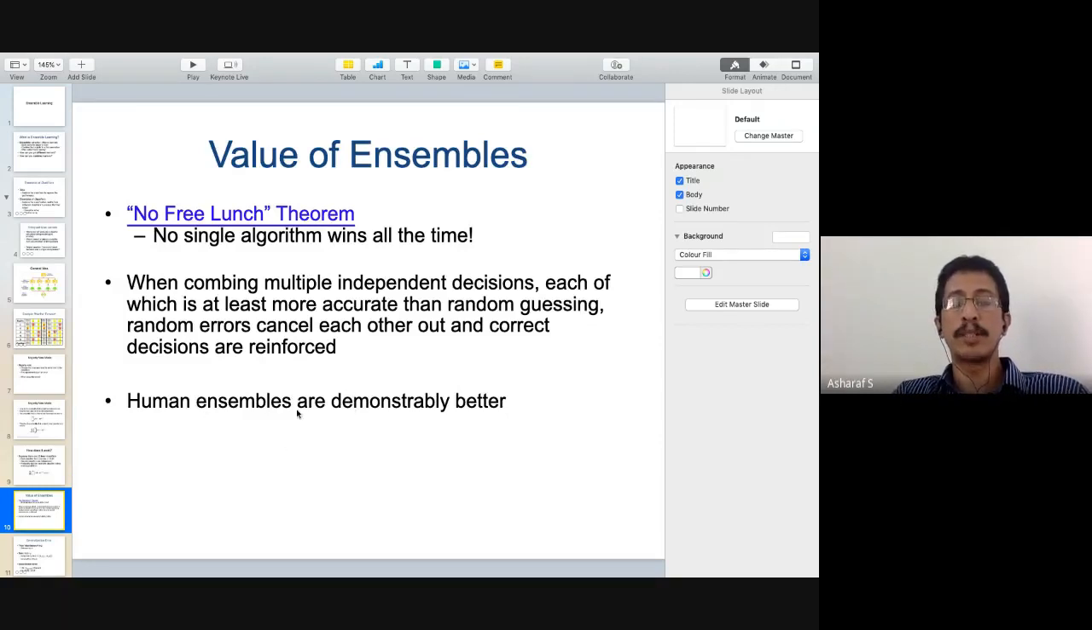We know that when humans want to take decisions, they create committees and conduct meetings. The decisions taken by a group of individuals are assumed to be better than the individual decisions. That's why we conduct meetings and discussions and then come to decisions. So the value of ensembles is that nobody is better than any other, and typically you can combine them to get better decisions.